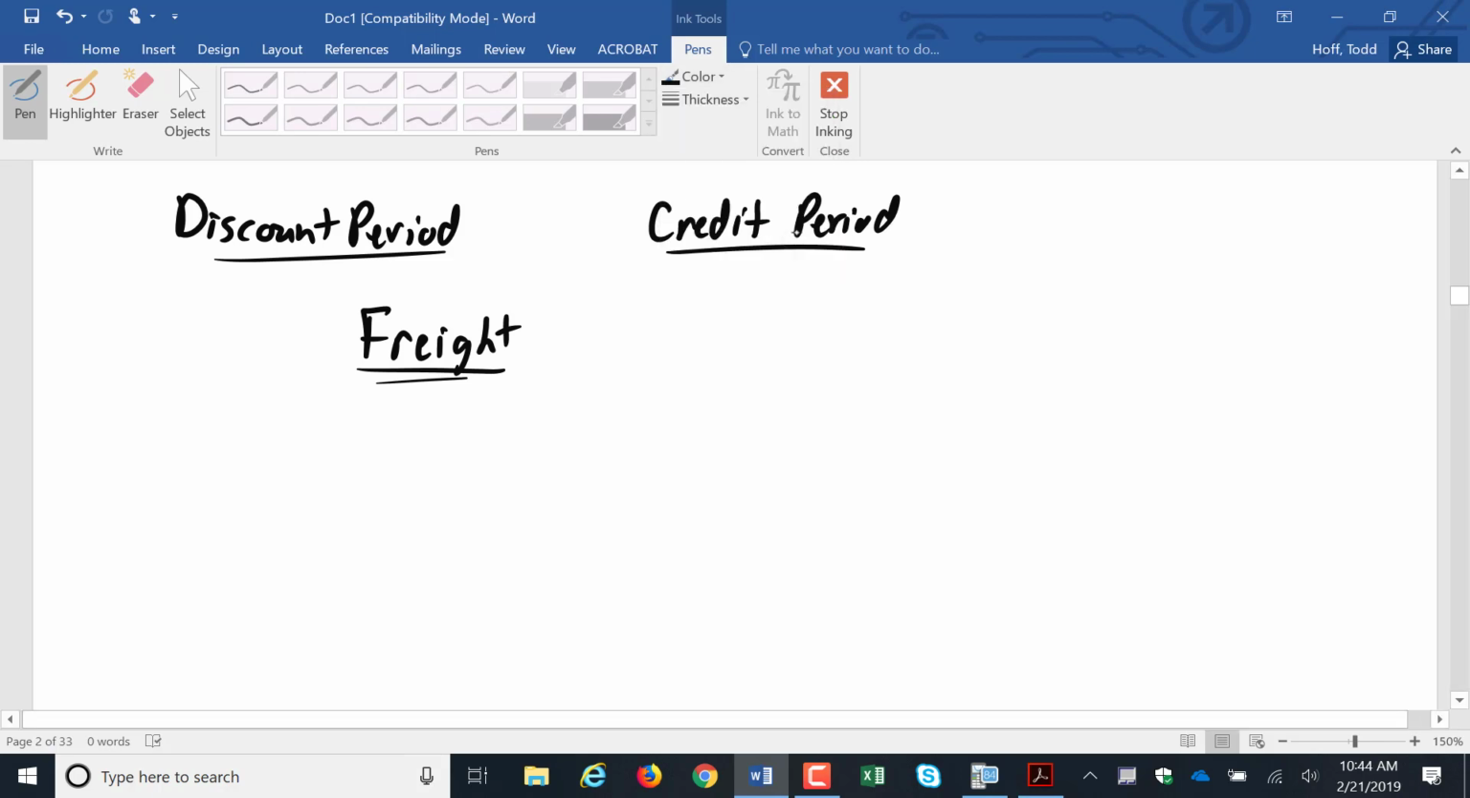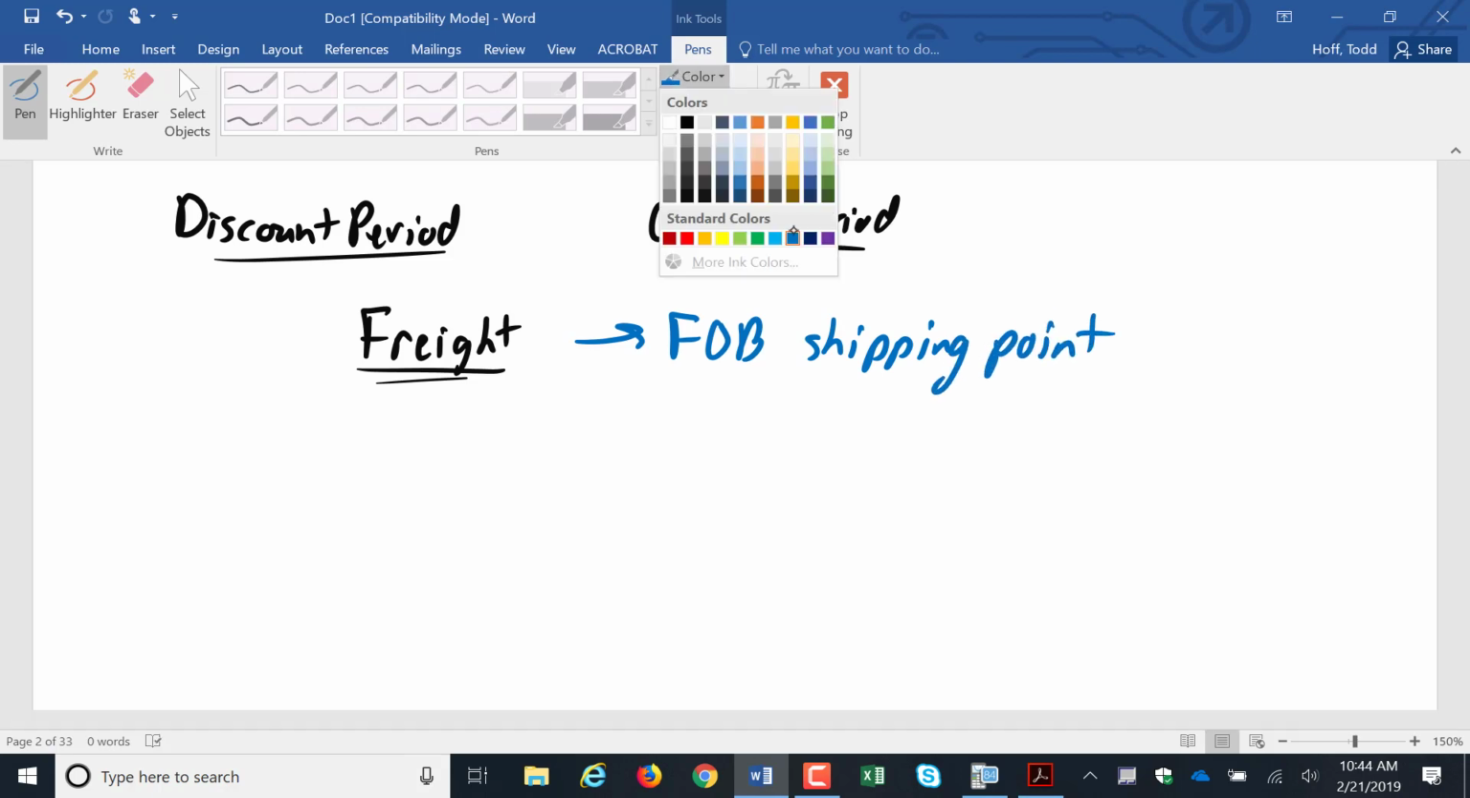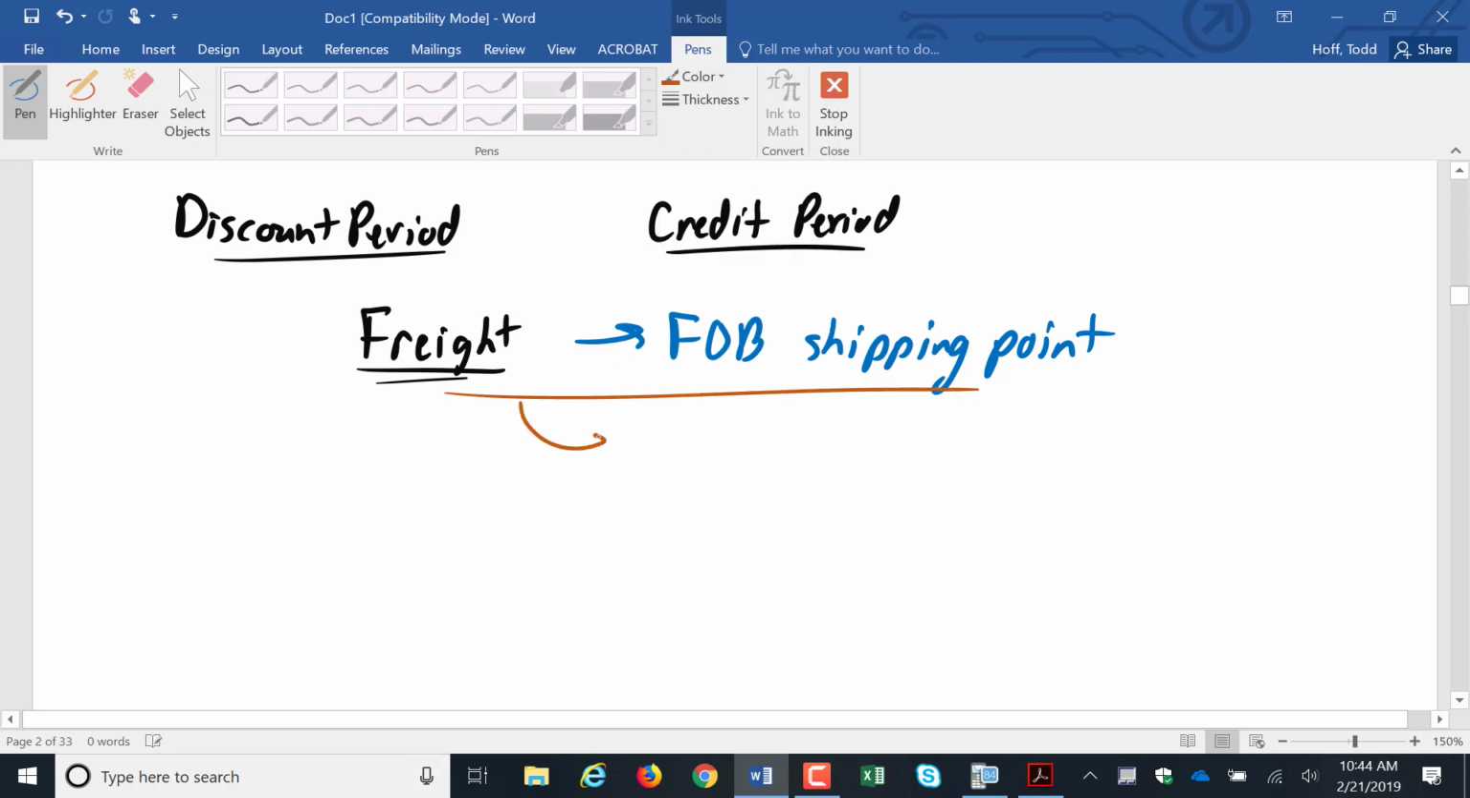So we are going to assume that unless otherwise stated, it's FOB shipping point. What that means is it is free to the shipper, free to the seller. So that is, freight is paid by the buyer.